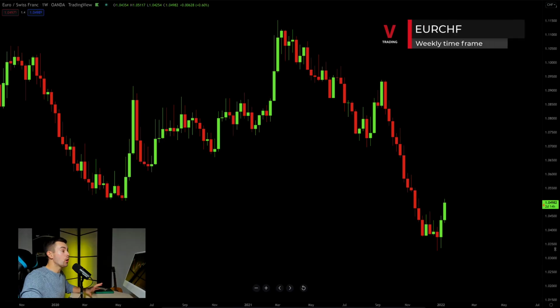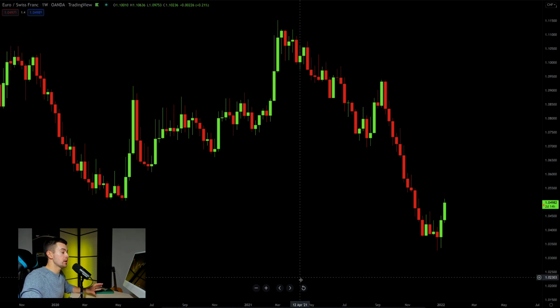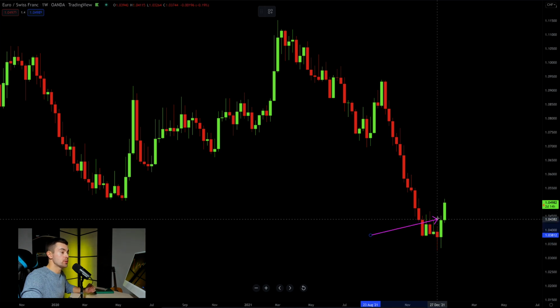Right traders, we are in Euro Swiss pair. We are in a weekly time frame, and you can see that for a quite long period of time the market is falling. The market is trading in a very strong bearish trend. Recently the price reached that structure level, and from that structure level we saw a pullback.